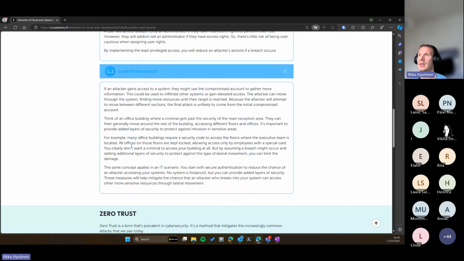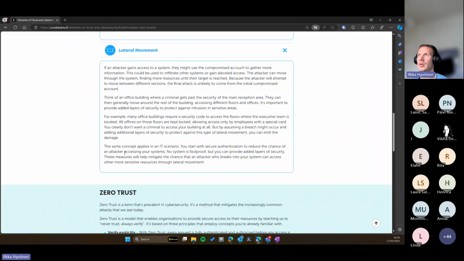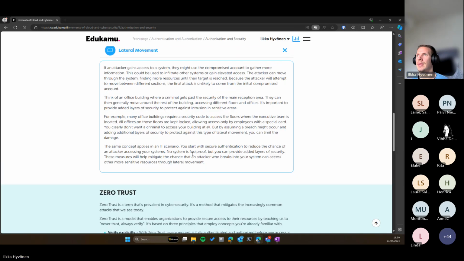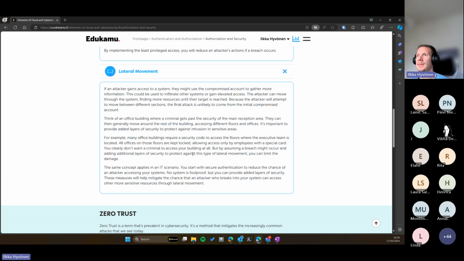And this lateral movement is also quite important concept, that an attacker might be able to move from one server to another. So that's why it's important to limit these permissions, for example.